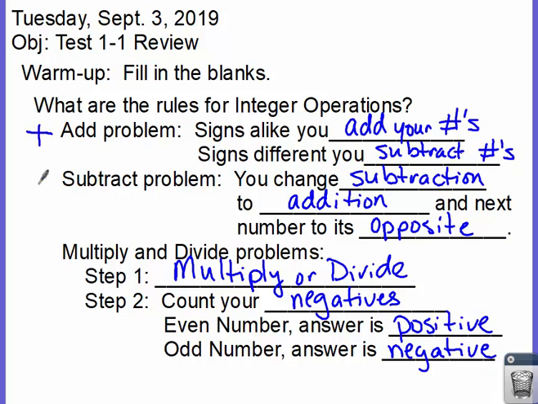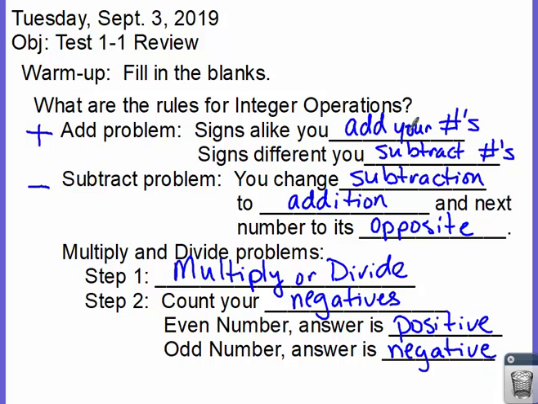Now, if it's a subtraction problem, there's a minus in front or in the middle of it. Okay, so what do we do if we see a subtraction problem? Well, we're going to change the subtraction sign to an addition sign, and then the very next number to its opposite, and then we're going to go back to the addition rules because it will be an addition problem at that point.